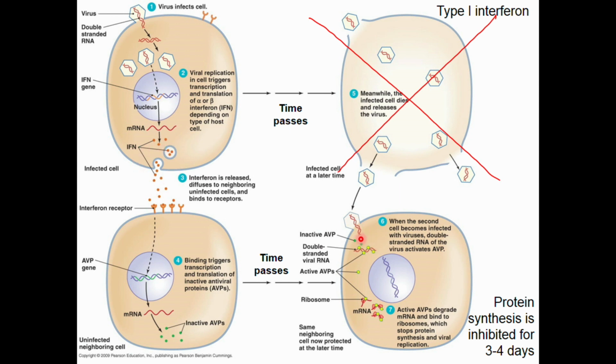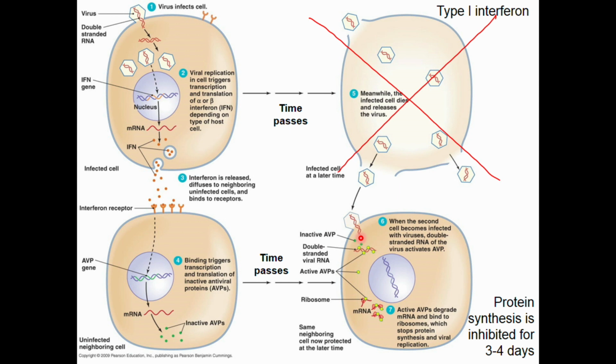This cell right here has been infected, and so what happens is the inactive antiviral proteins become active. What these do is essentially bind to ribosomes and inhibit them, and they degrade messenger RNA, which means that this cell is not going to make any proteins for 3 to 4 days. So what does that mean? Well, it gives the cell time.